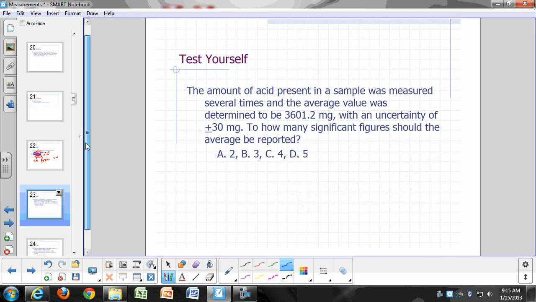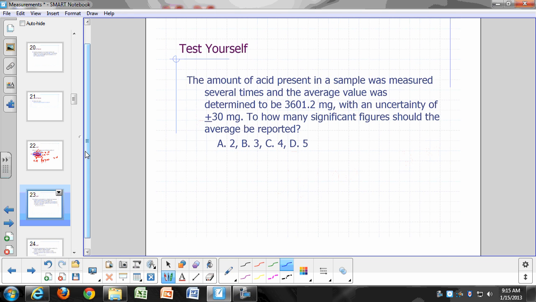Here's another question. Let's say the amount of an acid in a sample was measured several times, and the average value was determined to be 3,601.2 milligrams, with an uncertainty of plus or minus 30 milligrams. To how many significant figures should the average be reported?